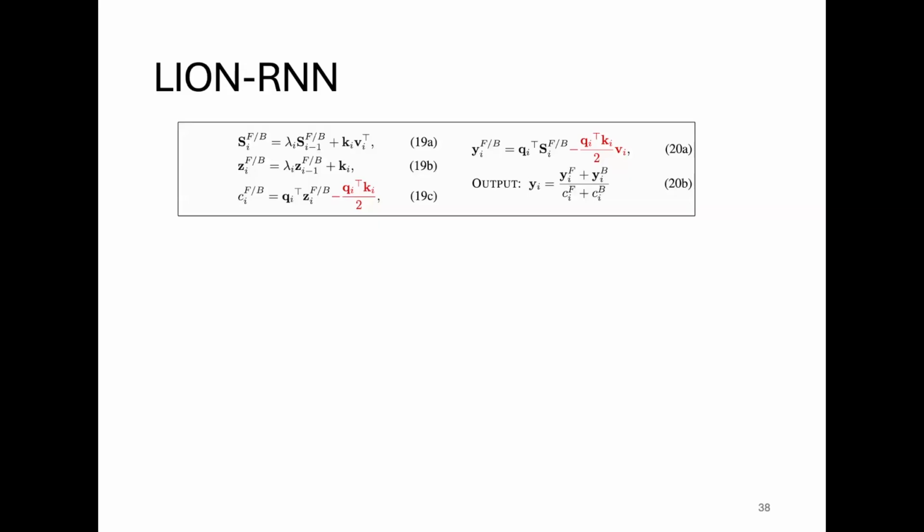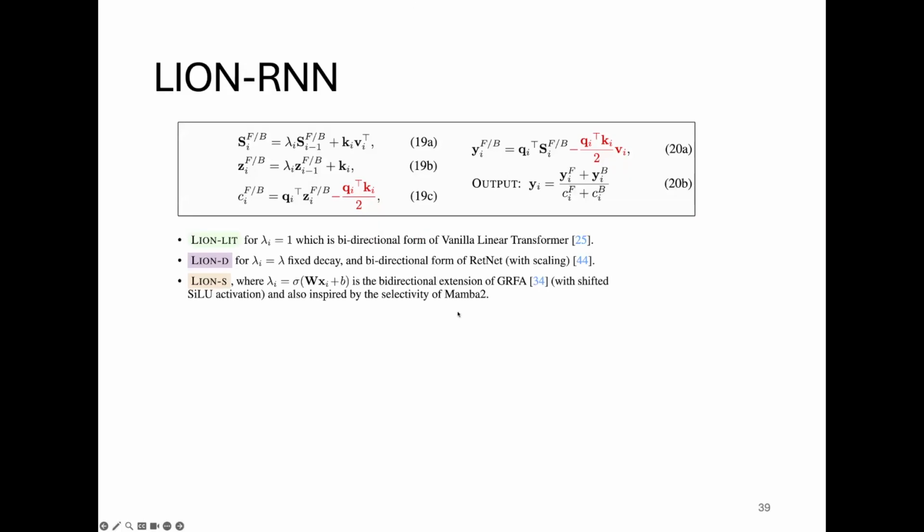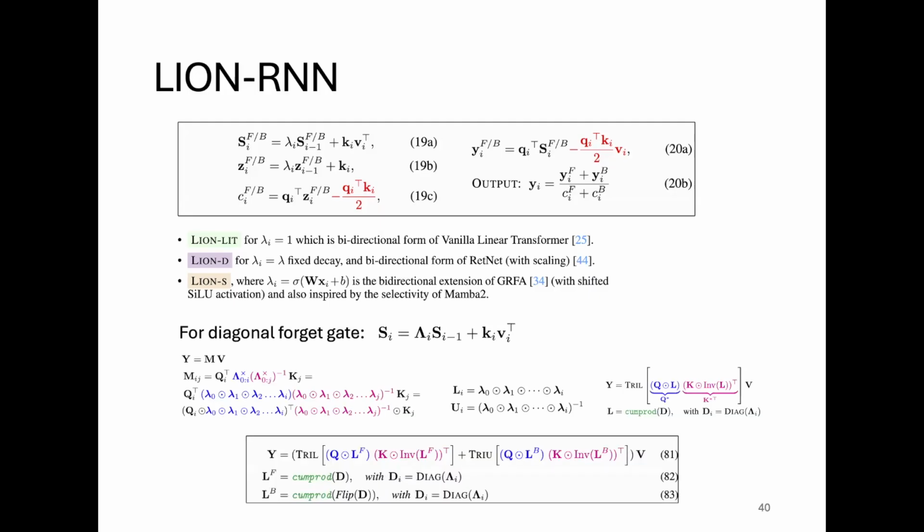With that being said, we will construct three different variants, which we name LION-LIT, LION-D, and LION-S, just to see how the choice of selectivity affects the performance and representation power in the bidirectional case. Again, just in parentheses, our theorem was mainly based on scalar decay, but everything is also very much extendable to the form of diagonal decay, where lambda is basically a diagonal matrix.